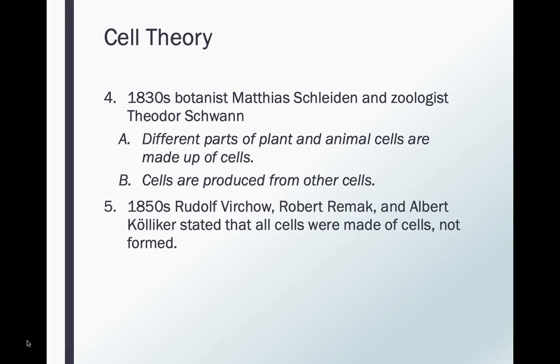They also theorized that cells were produced from other cells. So life was not just spontaneously generating. They were sort of the first to really put into words some of the characteristics of cells. Later, a few other individuals also stated that cells were made from cells, not formed. They proposed that cells weren't just appearing out of nowhere, but that you actually had some sort of continuity. One cell begets another cell.